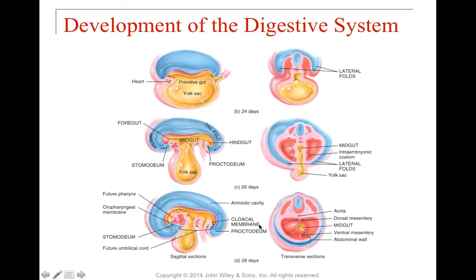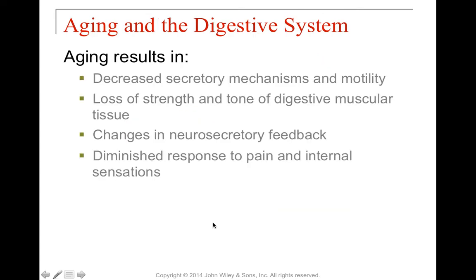So here we have a transverse section, these are the sagittal sections, and it's starting to become a long tube here by the 28-day mark. Here's the oropharyngeal membrane, which is going to be the oral pharynx, right? So the head, cloacal membrane, okay, tail. This is basically going to become the mouth and eventually the anus.